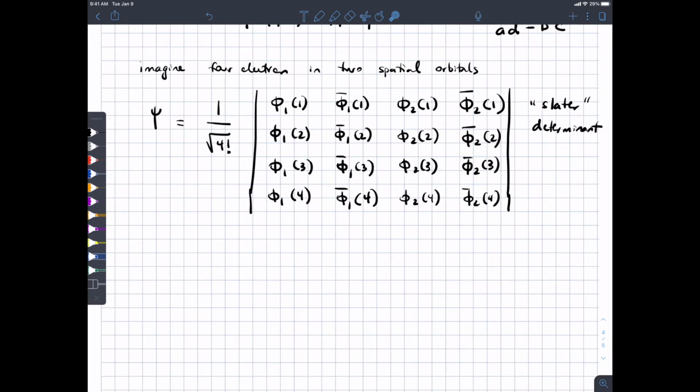So the consequence that 2 electrons can't have the same spatial distribution and the same spin, that's a direct outcome of the antisymmetry requirement, which is kind of cool. So now you know a little bit about where that exclusion principle comes from. All right.